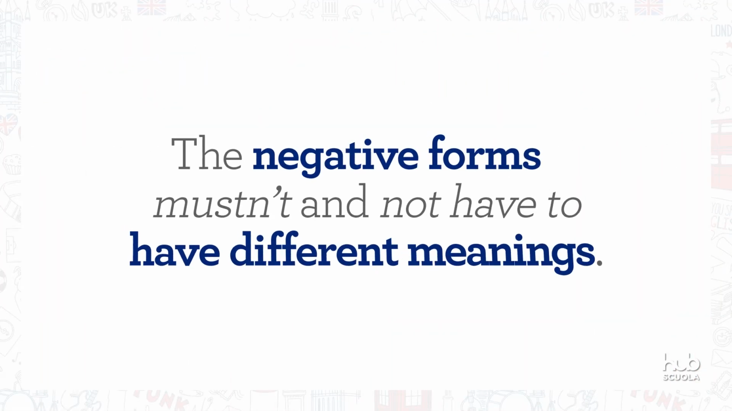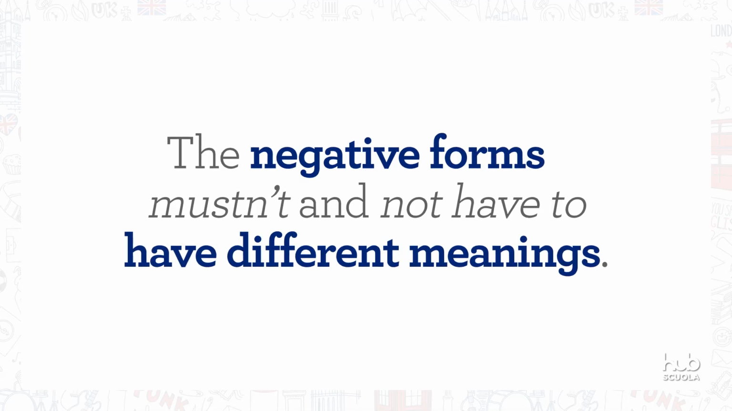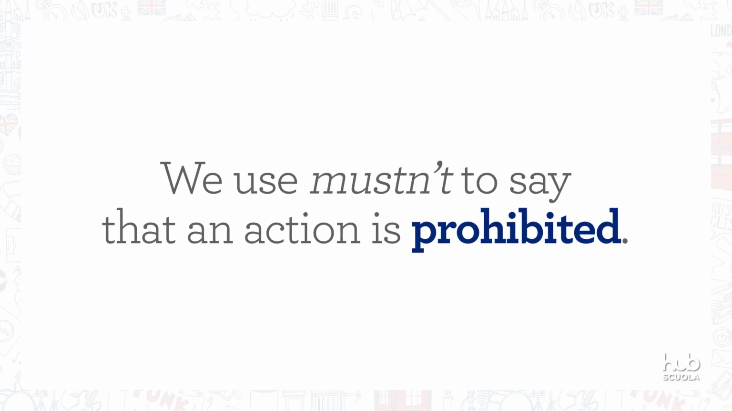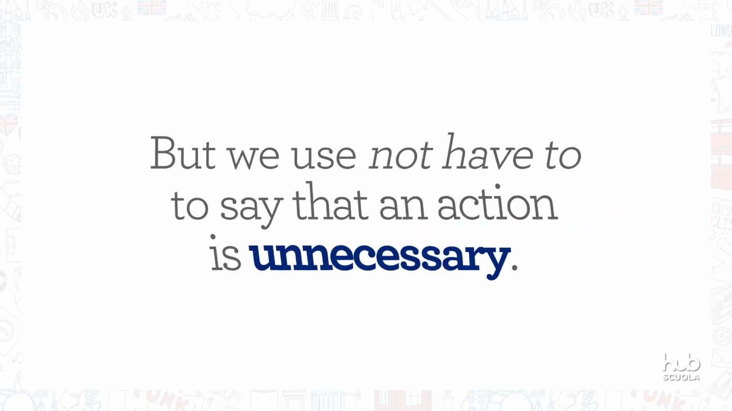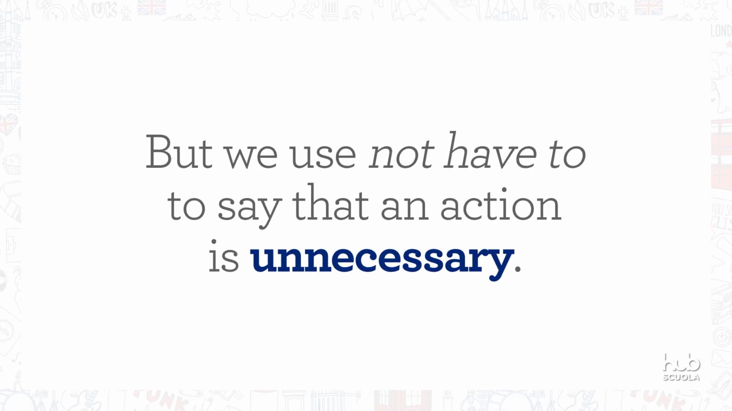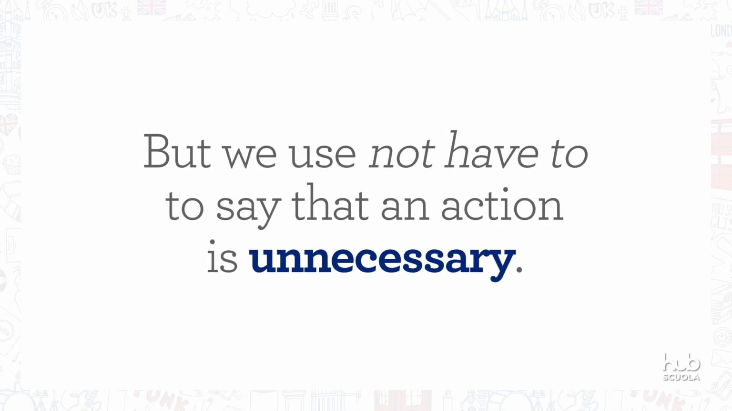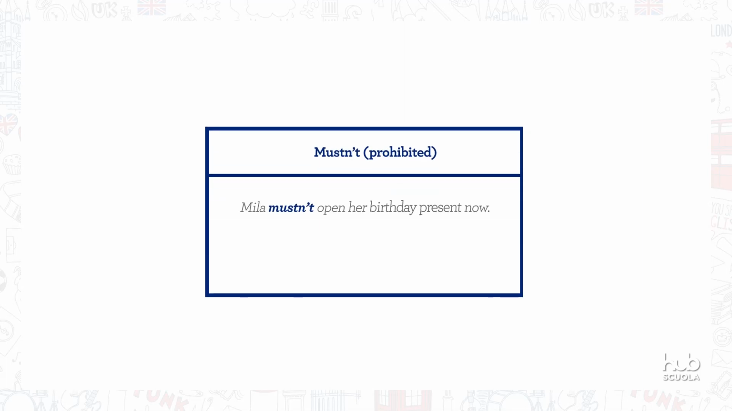The negative forms mustn't and not have to have different meanings. We use mustn't to say that an action is prohibited, but we use not have to say that an action is unnecessary. For example, mustn't, prohibited. Mila mustn't open her birthday present now. The action is prohibited. Mila can't open her present.